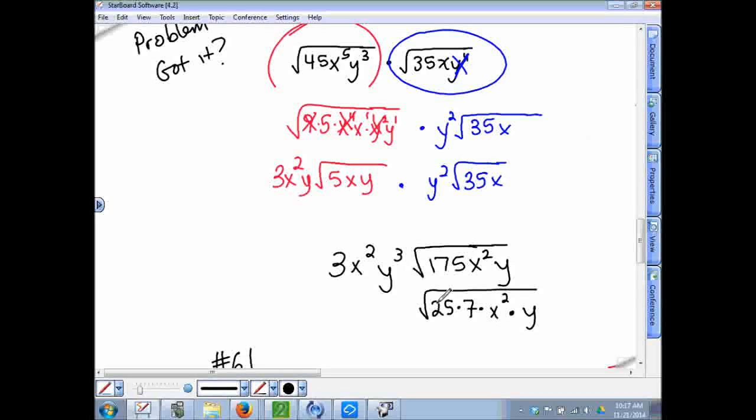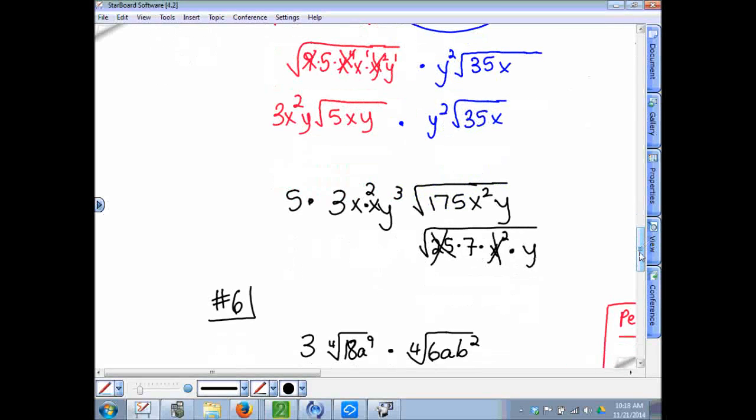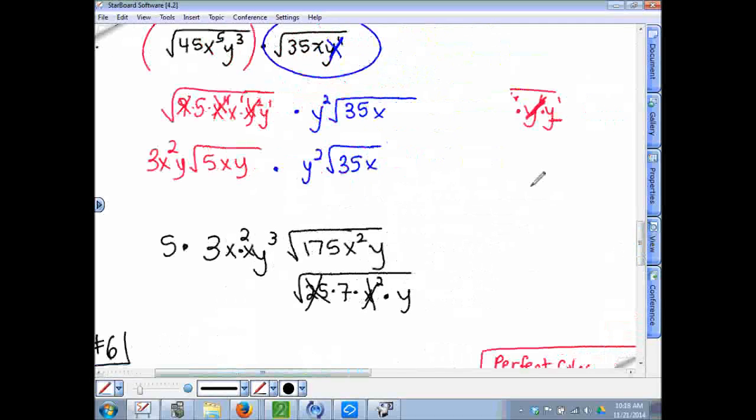Okay, so what's going to happen with the 25? Put a 5. So I'm going to put a 5 out here that multiplies with that 3. And then the x squared. So I'm going to multiply another x right there to that x squared. And after much trial and tribulation, we're done with this problem.